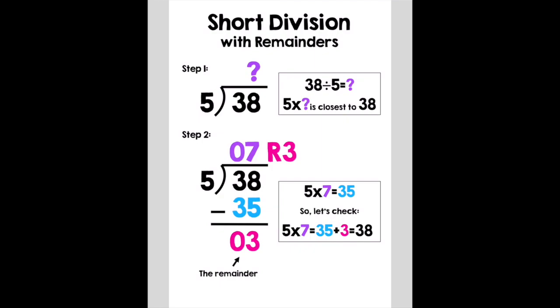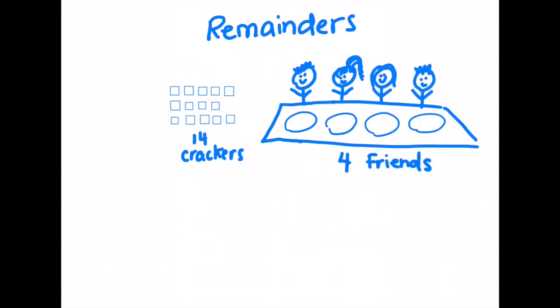So let's get started. We'll be talking about short division with remainders. But before we dive in, we're just going to quickly review what remainders are. So what is a remainder? Remainders are basically whatever is left over. When we're dividing, we're trying to divide into equal groups, right? And anything that doesn't fit into an equal group becomes a remainder.